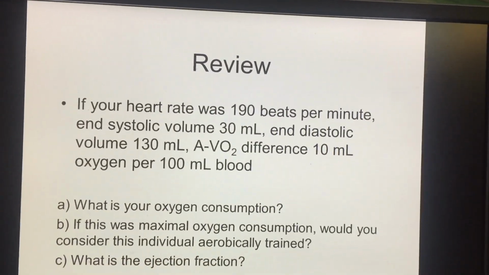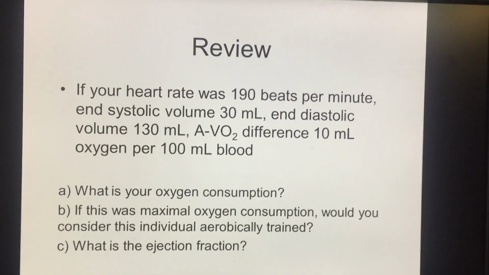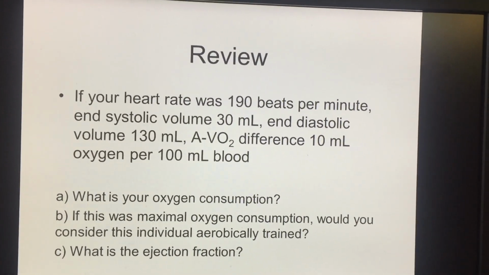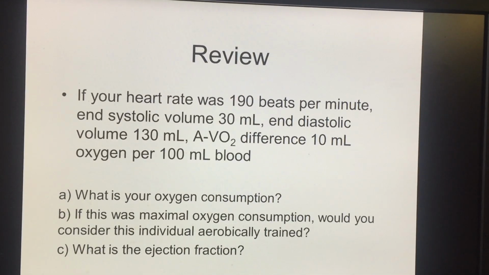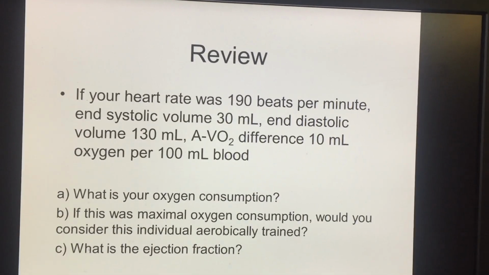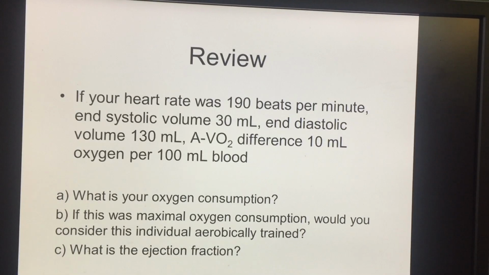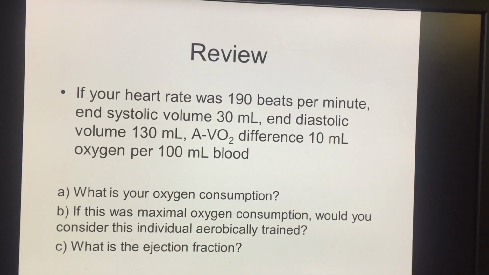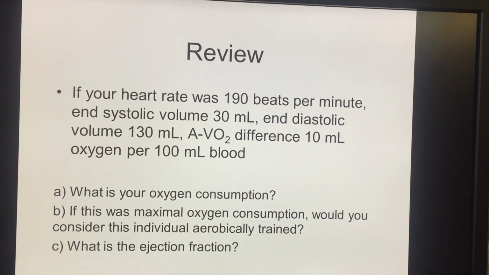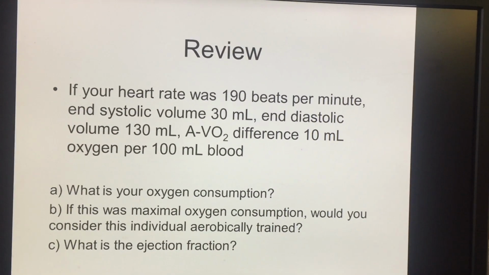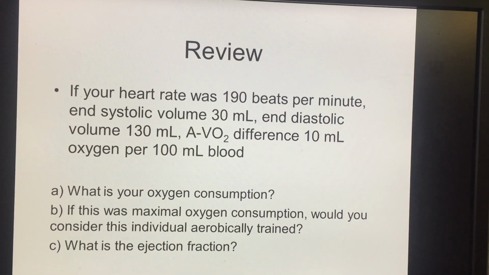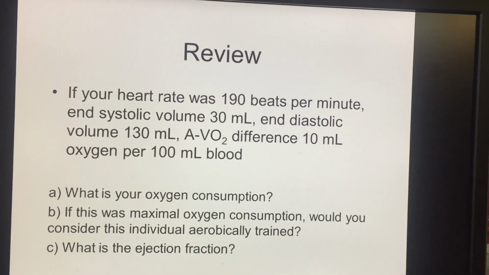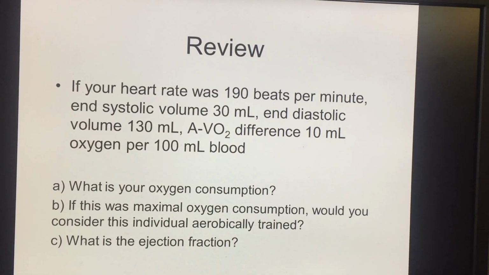So this is a bit of a review here. It's using some of the equations that I gave you last day. If your heart rate was 190 beats per minute and end systolic volume was 30 milliliters, end diastolic volume 130 milliliters, and AVO2 difference of 10 milliliters of oxygen per 100 milliliters of blood. That's the extraction of oxygen as your blood flows past the muscle. Part A, what is your oxygen consumption?